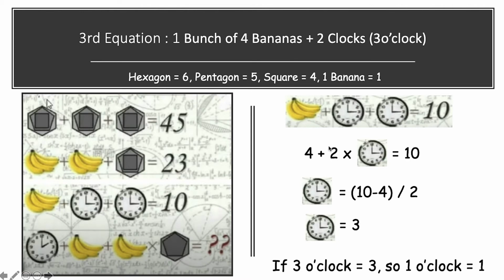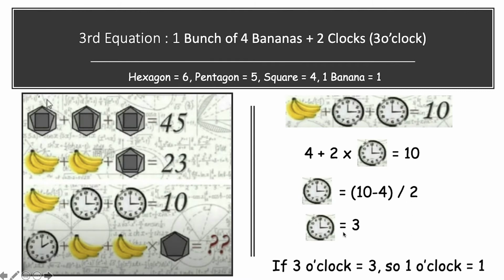In the third equation, we have one bunch of 4 bananas plus 2 clocks whose value is equal to 10. From the second equation, we have the value of bananas, that is equal to 4. So 4 plus 2 into clock is equal to 10. So clock is equal to (10 minus 4) divided by 2. So one clock value is equal to 3.